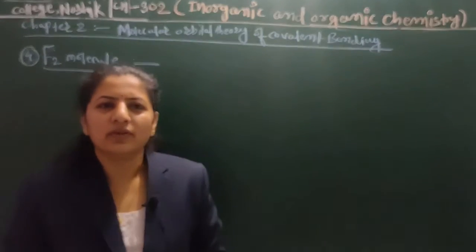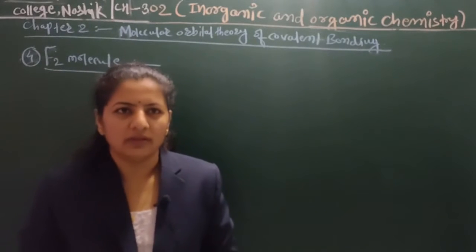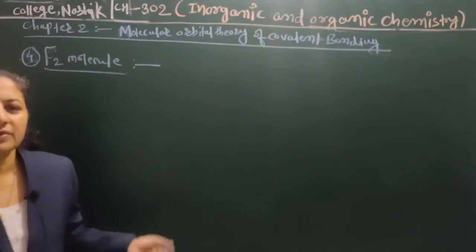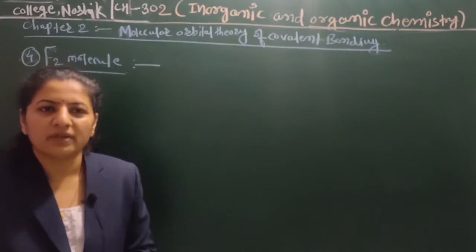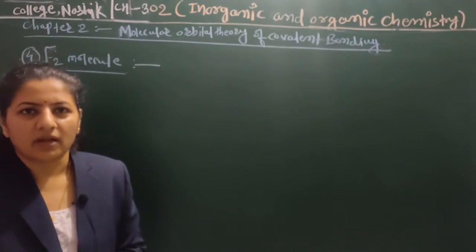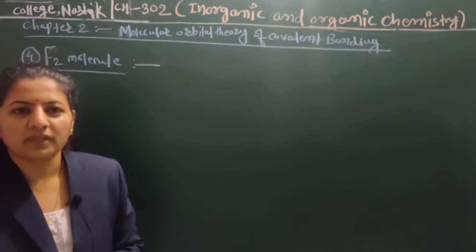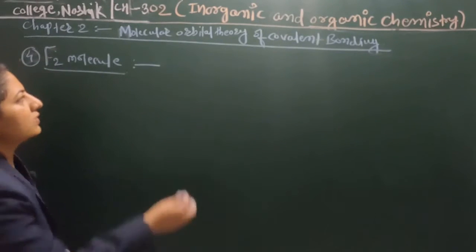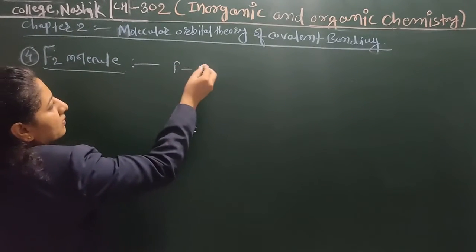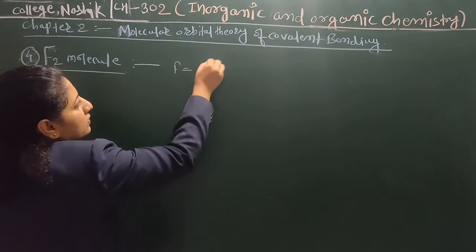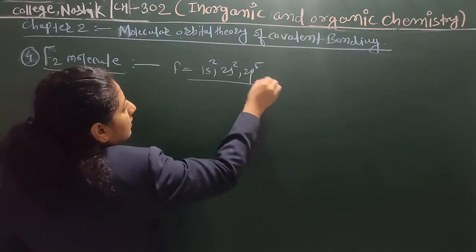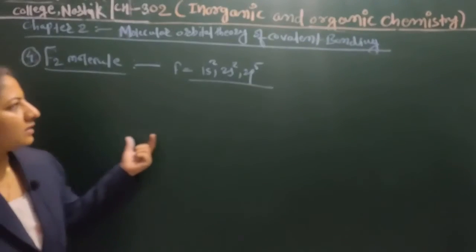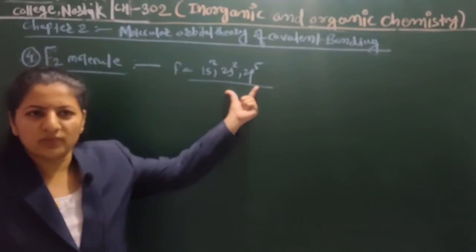Now in this lecture we are going to discuss the F2 molecule. We know that the F2 molecule is formed by the combination of one F atom and another F atom, and the electronic configuration of fluorine is 1s2, 2s2, 2p5. So there are 5 electrons in the 2p orbital.